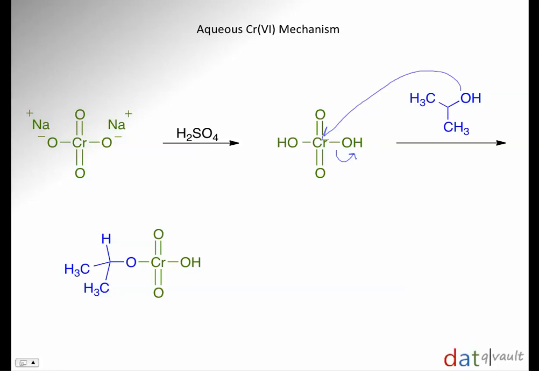Once this happens, we form what is called our chromate ester. This chromate ester will then be deprotonated by a hydroxide that we lose from the previous step. And then this deprotonation will end up giving us our oxidized alcohol. In this case, we're going to get a ketone from this specific substrate up here.